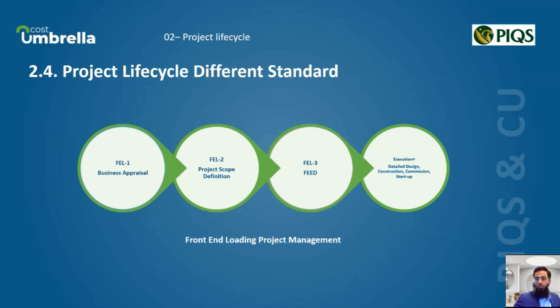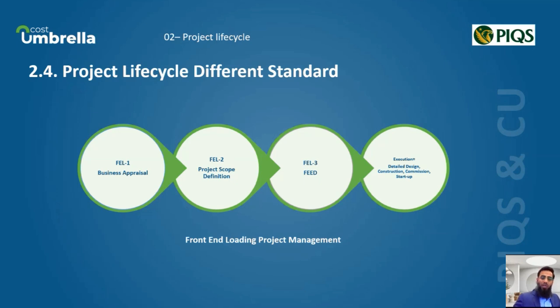Moving on, let's see the second phase, which is FEL2, which is feasibility or preliminary engineering. Here we are confirming that the project can be done both technically and financially. This is the stage where we develop preliminary design, refine cost estimate, and conduct in-depth risk assessment.